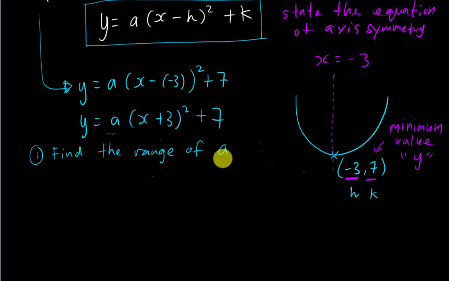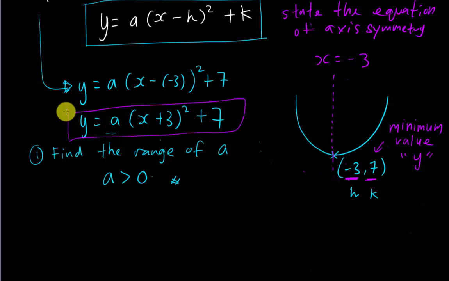If the question asks you to find the range of a, what does it mean? I know a smiling face means a will always be positive, so I will say the range of a is bigger than 0. You do not need to know the exact value of a, no need to know what number a equals. The question only asks you to find the range of values of a. Then that means a is bigger than 0. If the curve looks like an n, then a will be less than 0. Simple enough.